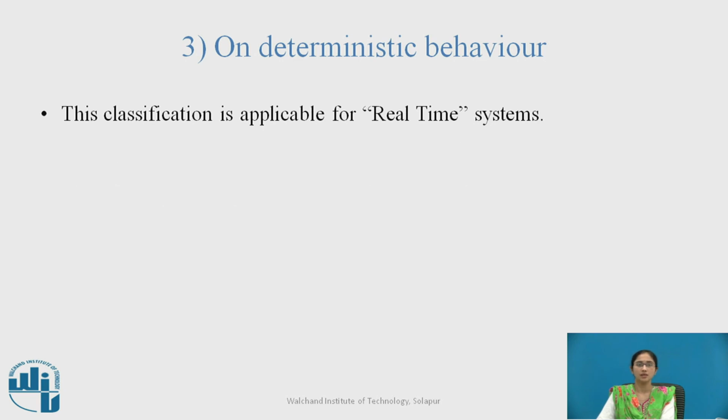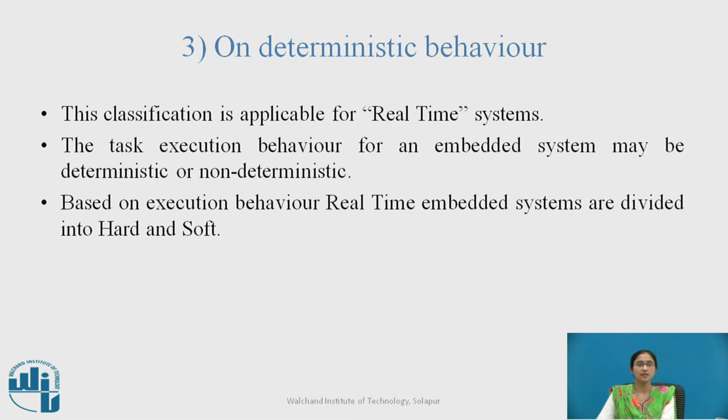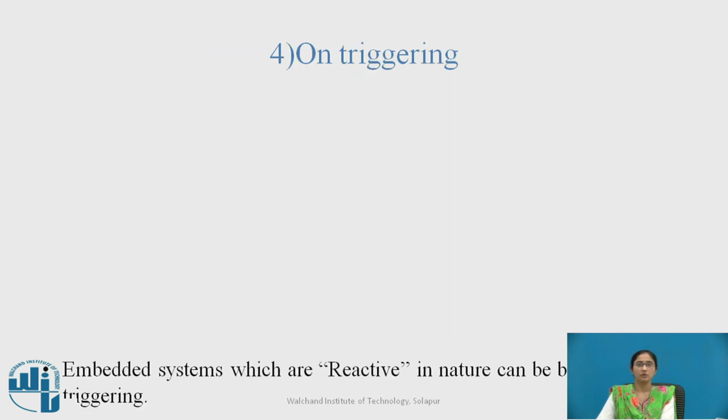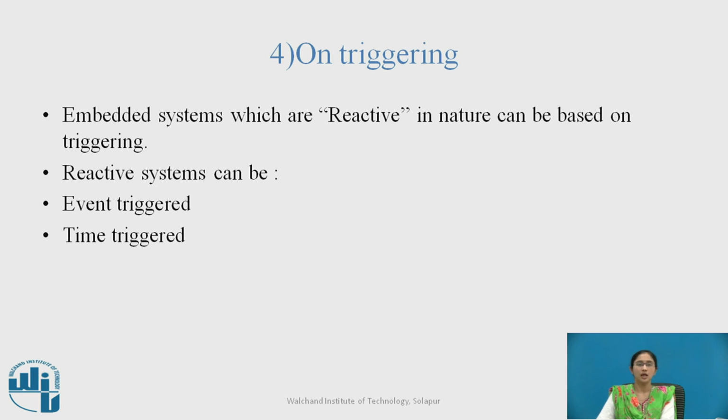On deterministic behavior. This classification is applicable for real-time systems. The task execution behavior for an embedded system may be deterministic or non-deterministic. Based on execution behavior, real-time embedded systems are divided into hard and soft. On triggering. Embedded systems which are reactive in nature can be classified based on triggering. Reactive systems can be event triggered or time triggered.